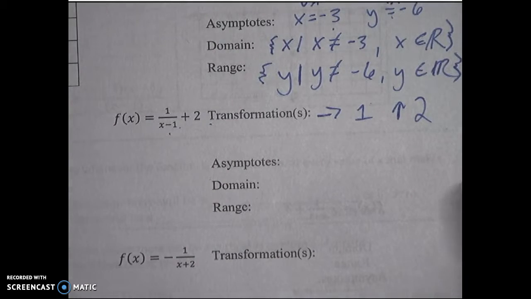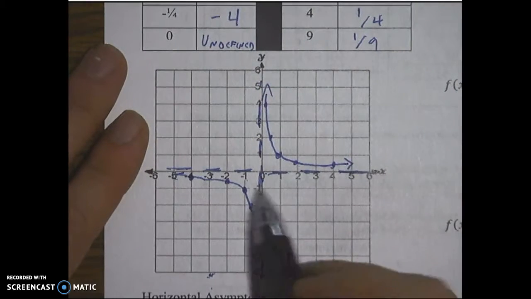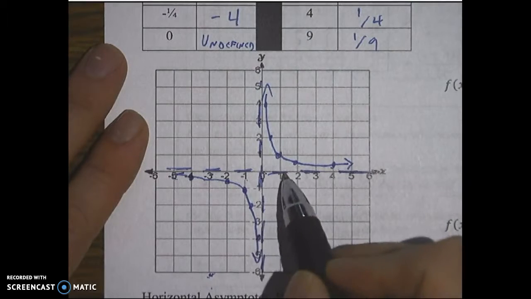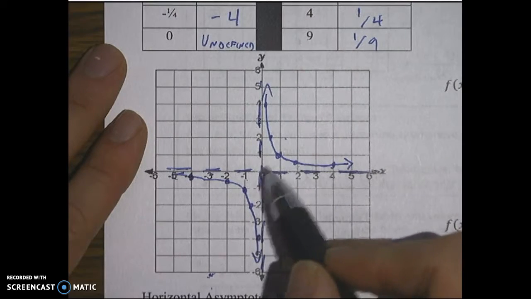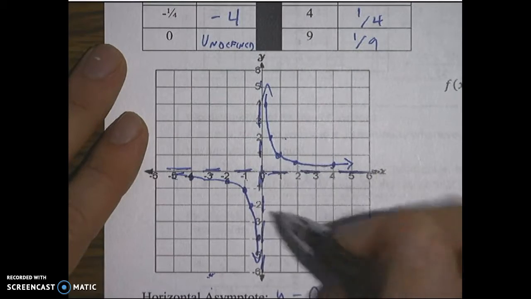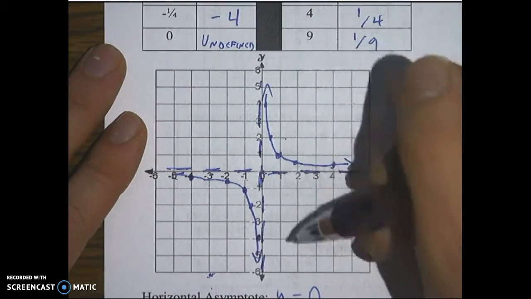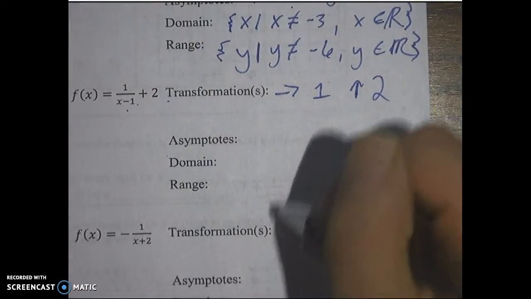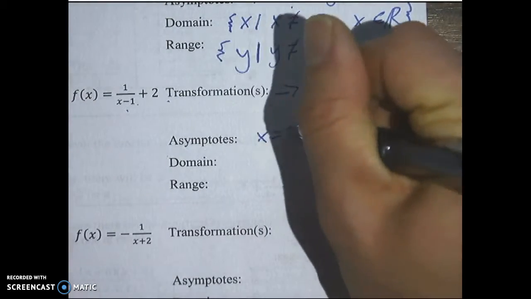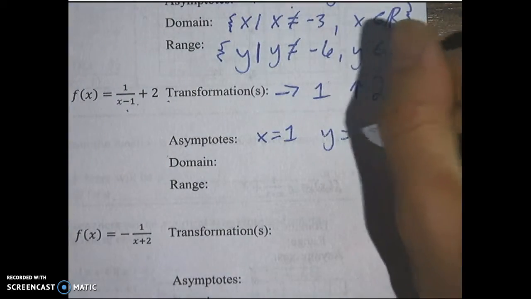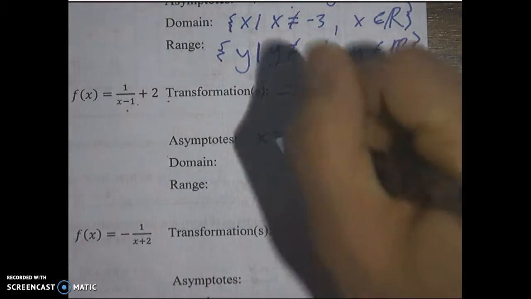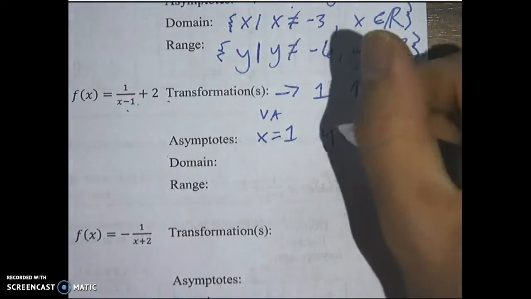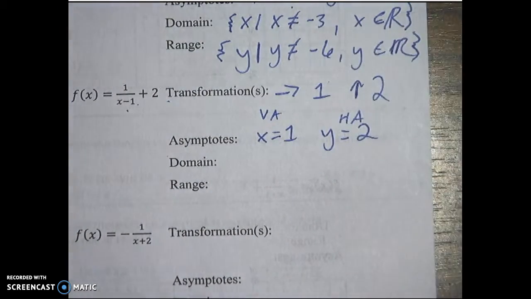The asymptotes then go back to the parent function. If you go right 1 and up 2, that means where they intersect is going to be right here, which means I'm going to have x equals 1 and y equals 2. So let's copy that down. X equals 1, y equals 2. This is the vertical asymptote. This is the horizontal asymptote.